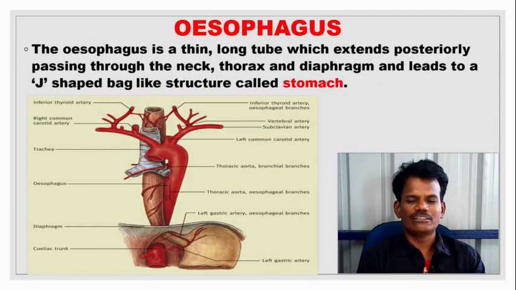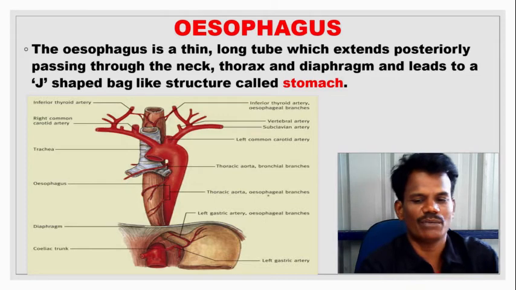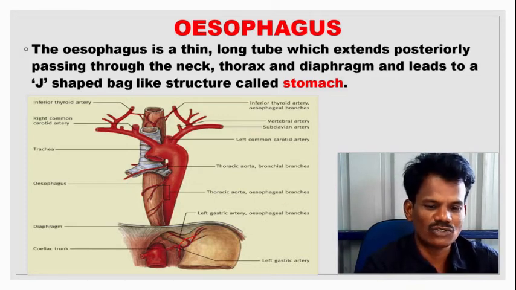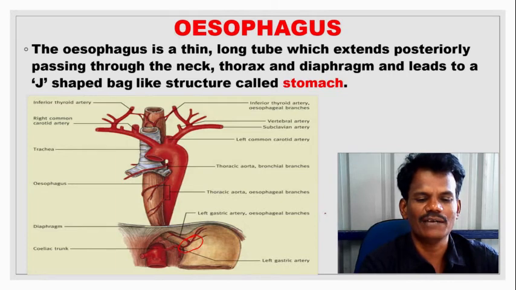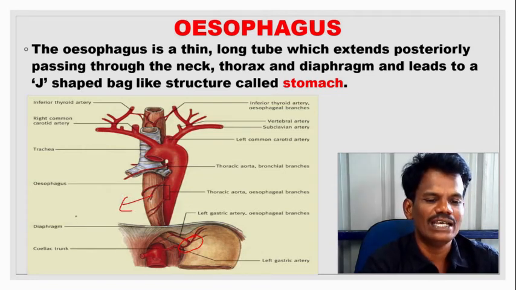So next part to the pharynx or epiglottis and glottis is the esophagus. It is a thin long tube that extends posteriorly from the neck, passes through the thorax, and passes through the diaphragm, and last it reaches the J-shaped structure, we call it the stomach. So at the region of the stomach where it attaches with the stomach, there is a sphincter, that is the gastroesophageal sphincter. You can see the structure of the esophagus, this brown color, this is the esophagus.